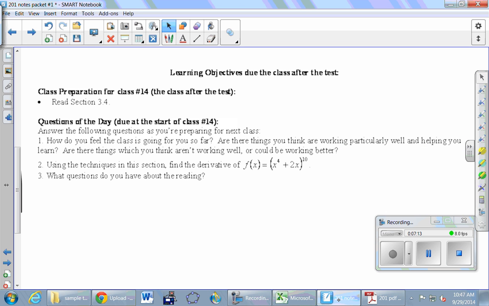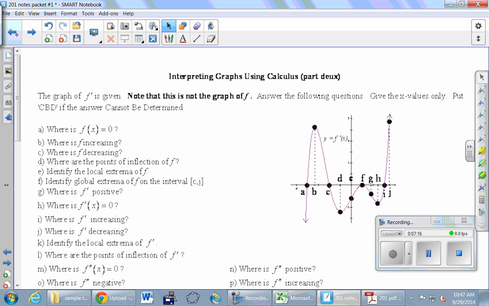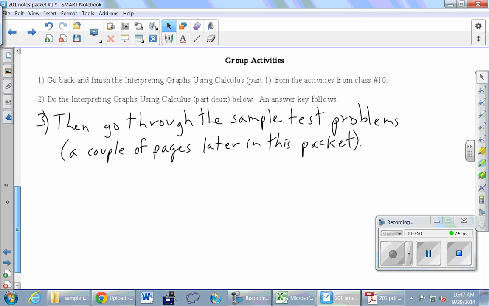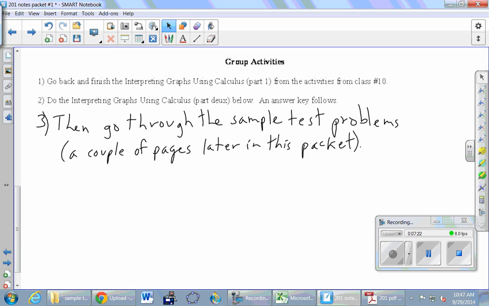All right, in terms of resources that you have to prepare and to use today as you study for this test, I've got 3 things written down here, back on page 70. One of them says, go back and finish the interpreting graphs using calculus from the activities from class 10. That was a problem like parts A through X, and there was a graph, and I said skip a bunch of them. You now have the ability to go back and complete that entire thing. So I'd encourage you to do that.